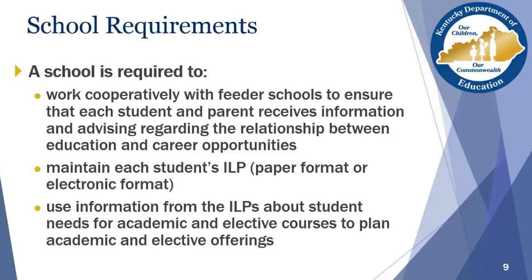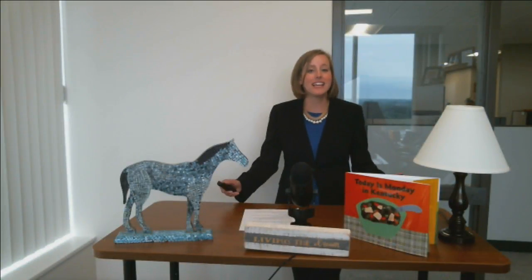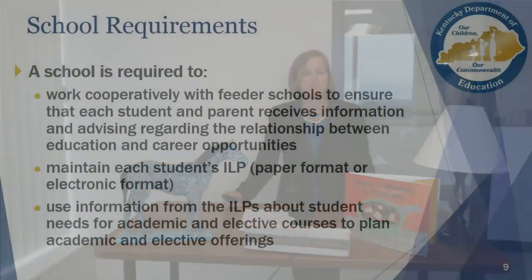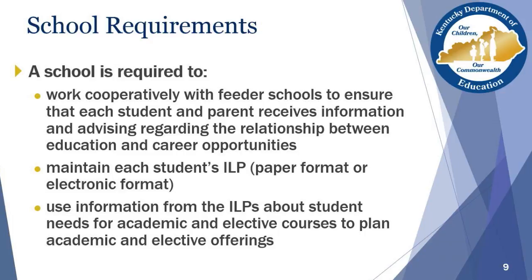Each school is required to maintain each student's ILP. You can do this in a paper format, although it wouldn't be recommended in the 21st century, really an electronic format. Think about that. Think about, in the terms JCPS has rolled out, the digital backpack. That's an interesting concept. I think it's one that we need to take ownership of as we drive our schools. Think Google Drive. Think anything out there that you can really be creative with. Use information from the ILPs about students' needs for academic and elective courses to plan for academic and elective offerings.